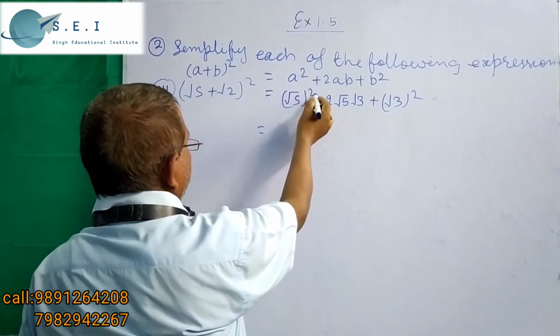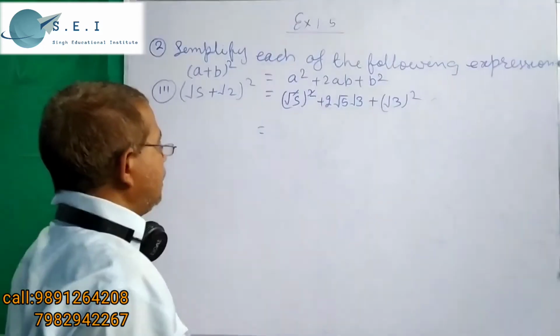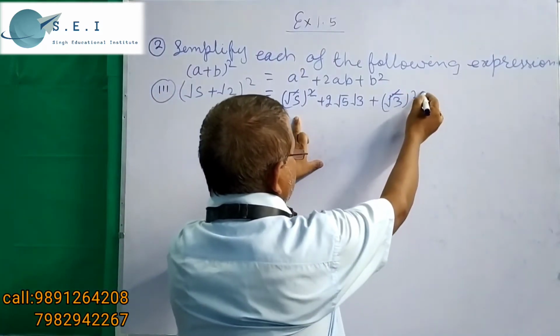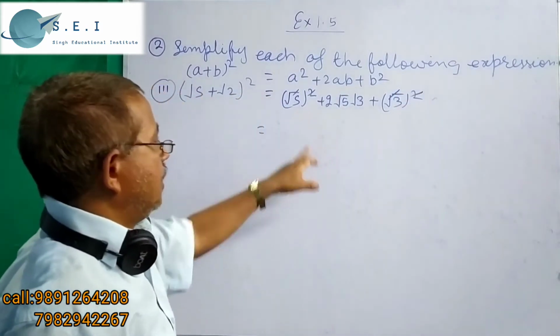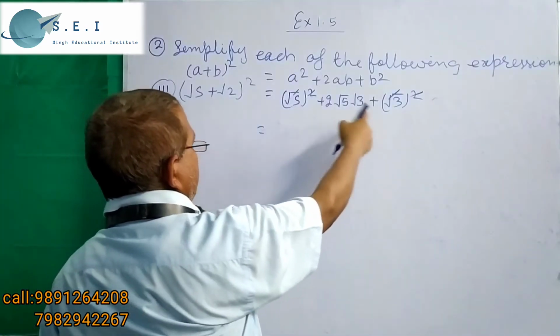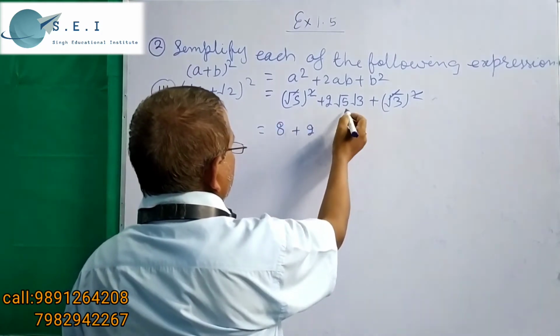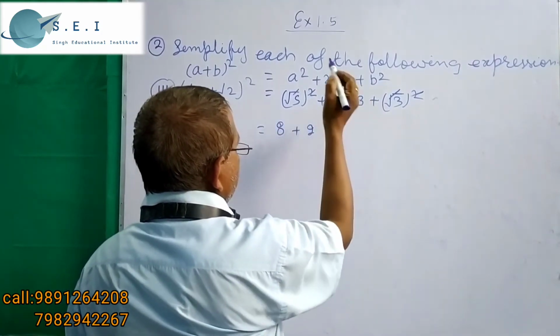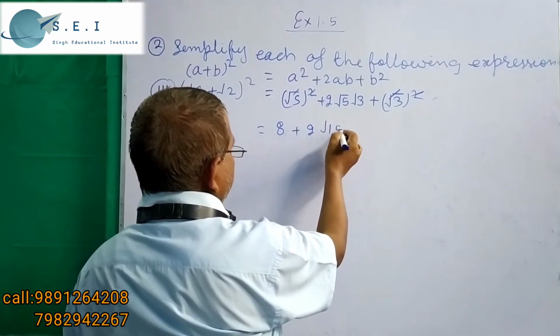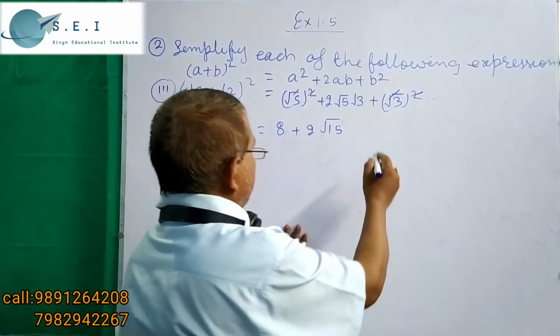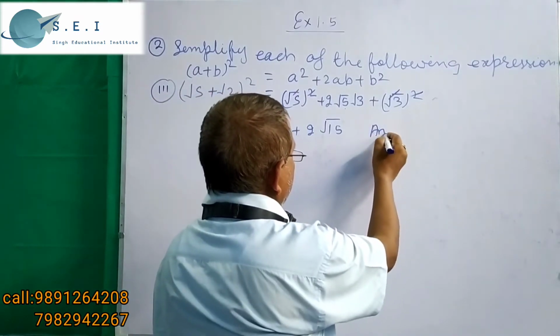The square of root under 5 is 5. The square and square root get cancelled. So here is 5 and here is 2. 5 plus 2 is 7 plus 2 root under 5 into root under 2 is root under 10. This is the simplified answer for part 3 of question number 2.